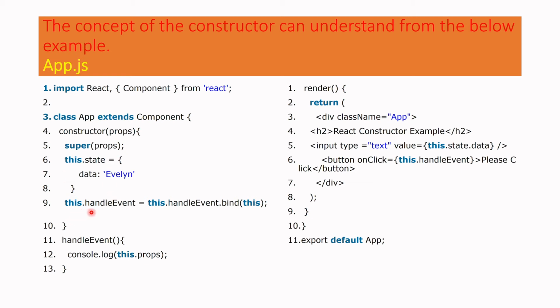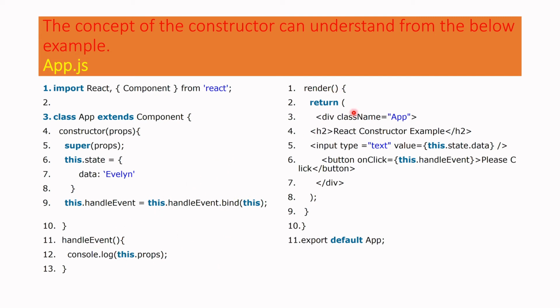this.handleEvent = this.handleEvent.bind(this). So we are binding this to the event handler. And where is the event handler? This is the event handler. handleEvent is there, and we are just checking the console message. So what are the props in this? And after this the component is rendering.